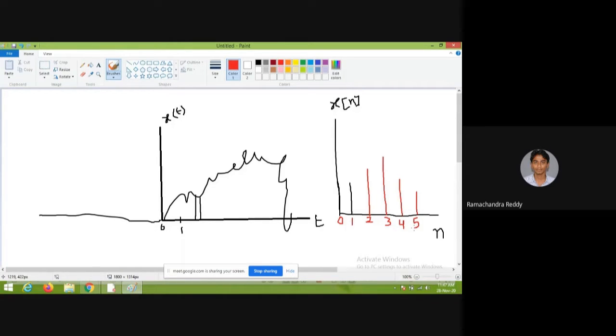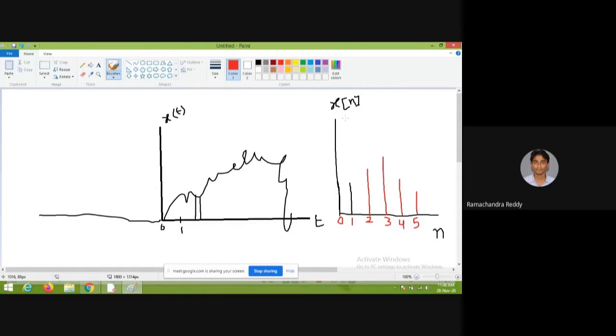Now try to differentiate these two things. Regarding a discrete time signal, it is defined only at discrete instants of time. For example, if you take continuous time between 0 to 1, you can define an infinite number of values there. It is defined at any instant of time. Regarding a discrete time signal, it is defined only at particular instants of time, and that instant must be an integer value. Keep that in mind.